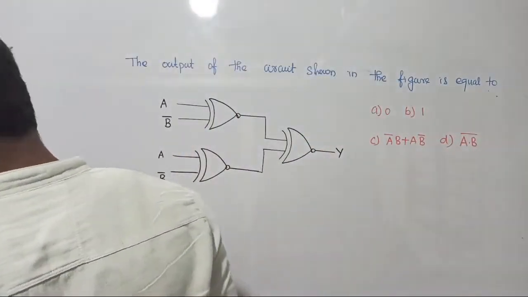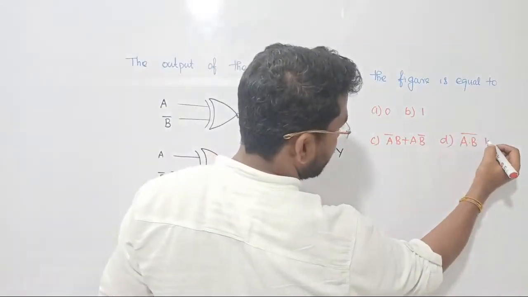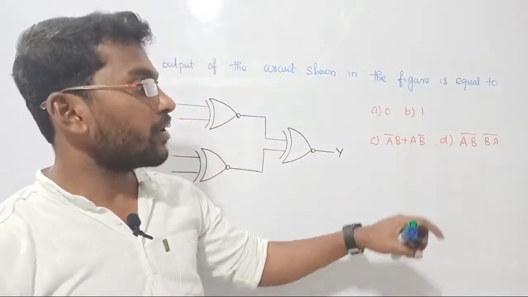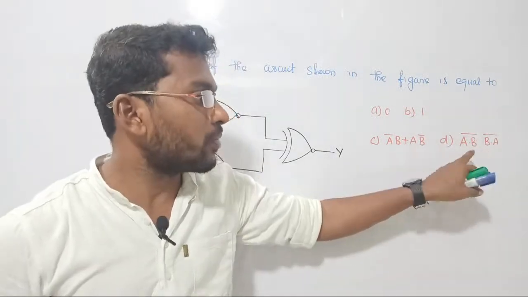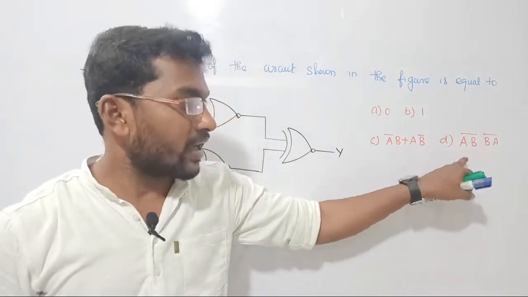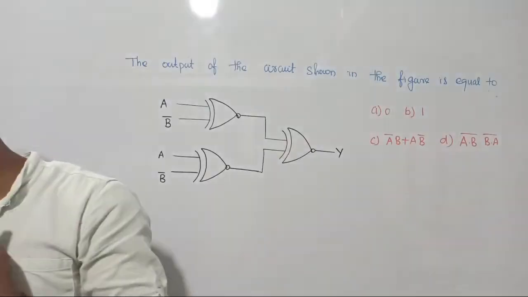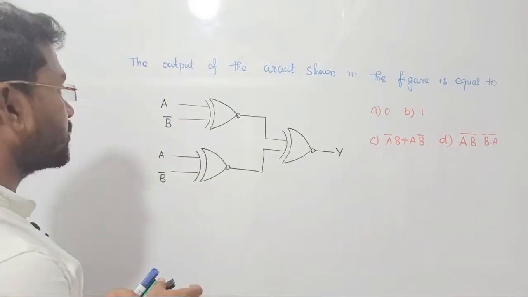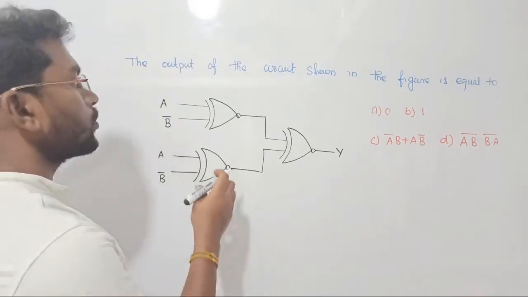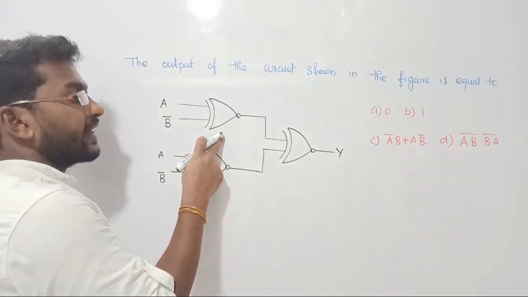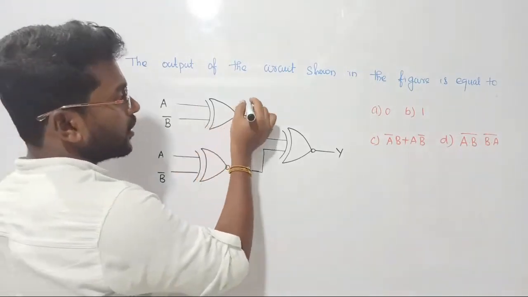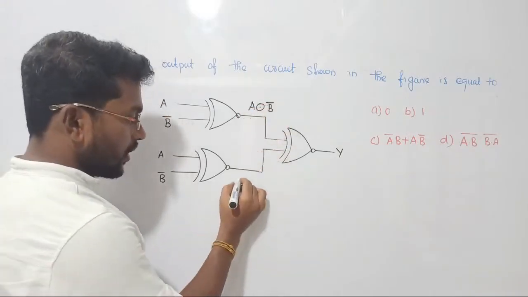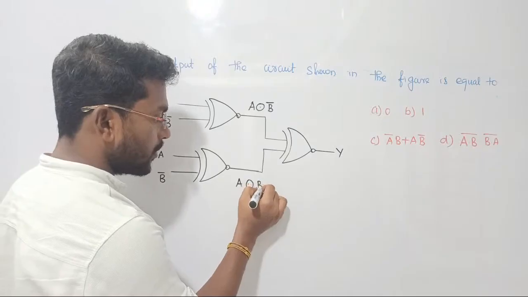Option D is A B whole bar. See, they are writing the answer like this. Instead of considering these two functions, we can consider only one function. That is enough, right? But they have written the option like this. Fine, that's not a problem for us. Let's continue our journey. But output, we all know this is what? This is an XNOR gate. Yes or no? Its output is A XNORed with B bar. Similarly, A is XNORed with B bar.